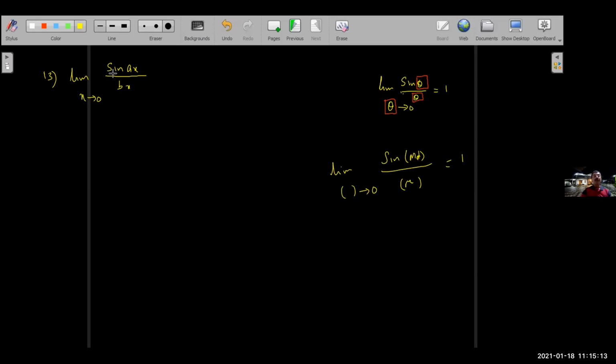Here, is it in standard form? No, sir. What is the difference? To make it into standard form, in denominator, it should be the same angle ax. See, first of all, we can do one thing. This b is a constant. This you discussed earlier. This b can be taken out. 1 by b, because constants can be taken out. Limit x tends to 0, sine x by x only. Constant can be taken out.